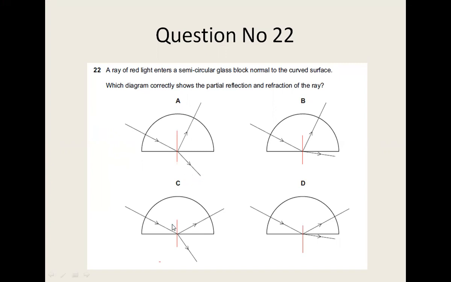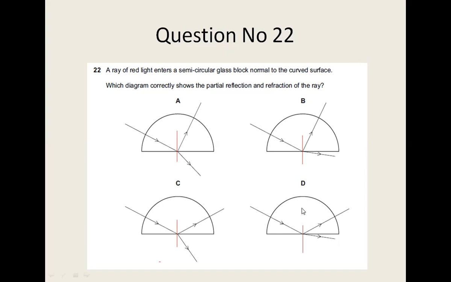Here you can see that when I draw normal at this point, the angle of incidence and angle of reflection, they both will be equal. But you see, when the light entered from glass into the air, the light moved from the dense medium into the rare medium. So the light was supposed to bend away from the normal. But in this C diagram, the light has bended towards the normal, which is against the nature of the light. So C cannot be the answer.